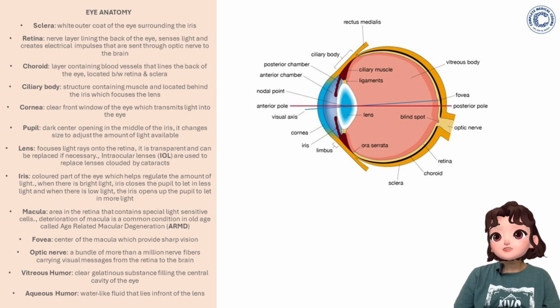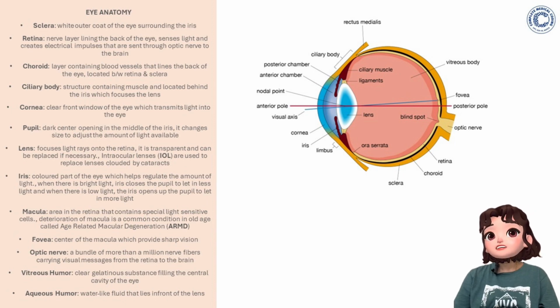Choroid. That's important. The choroid is a layer containing blood vessels that lines the back of the eye, and it is located between the retina and sclera. Ciliary body. Structure containing muscle and located behind the iris, which focuses the lens. Cornea. Clear front window of the eye which transmits light into the eye. Pupil. Dark center opening in the middle of the iris. It changes size according to the amount of light available.